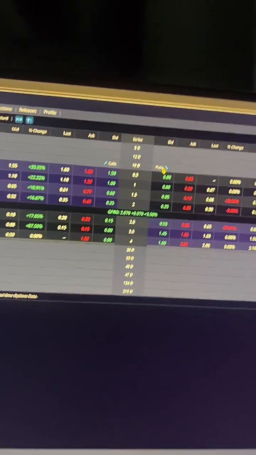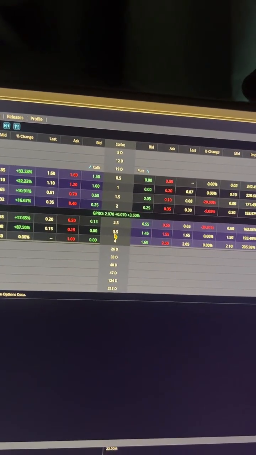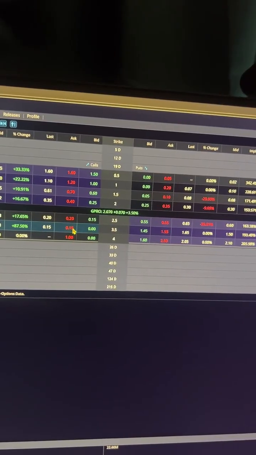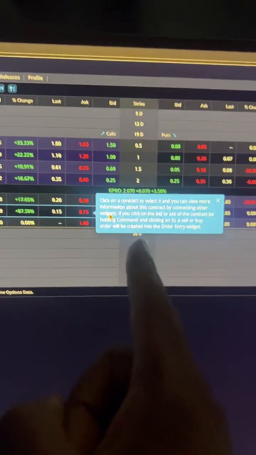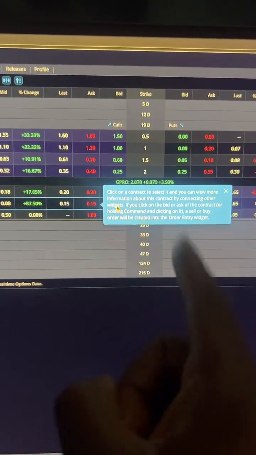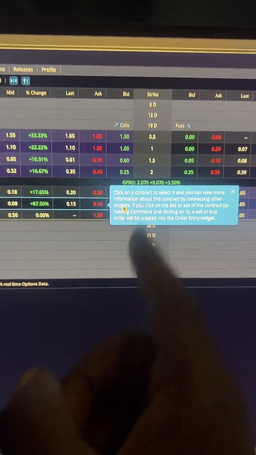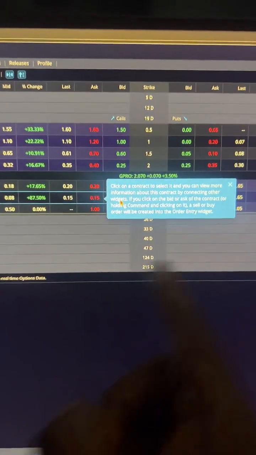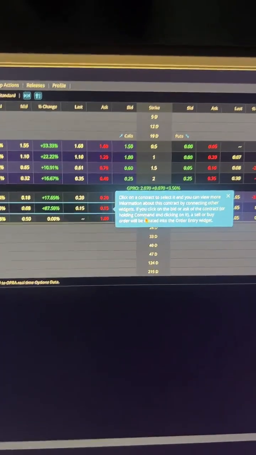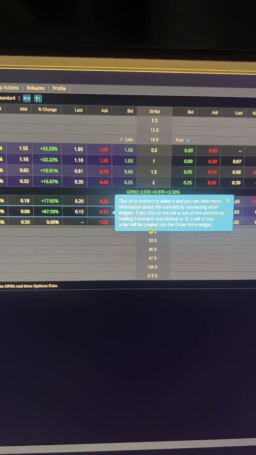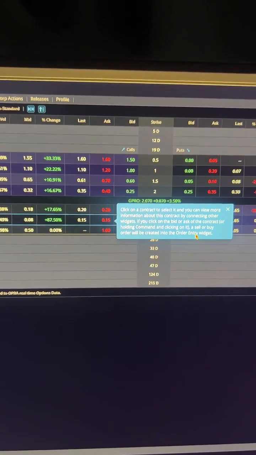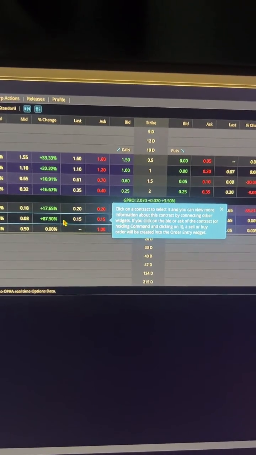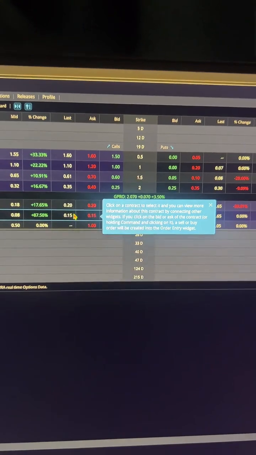So look, I think that GoPro will go up to $3.50 by October. So I will come over here and get this contract over here. It says click on a contract to select it, and you can view more information about that contract by connecting other widgets. If you click on the bid or ask of the contract, a sell or buy order will be created in the order entry widget. So the order entry widget is going to pop up.